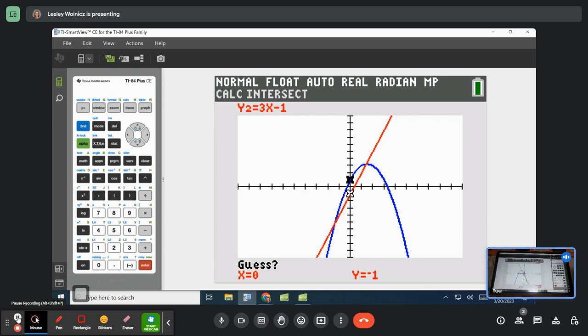Okay, now it's asking for a guess. So the calculator is going to give me a different answer if I move my cursor over here and guess, as opposed to over here and guess. Does everybody see what I mean? So you're going to have to use the left and right arrow keys to move to the intersection that you want to find and enter on that guess.